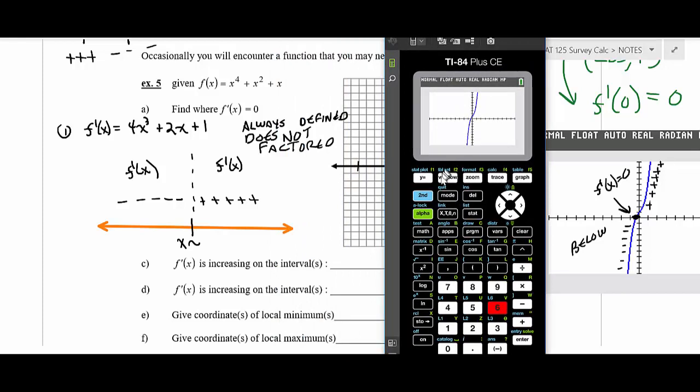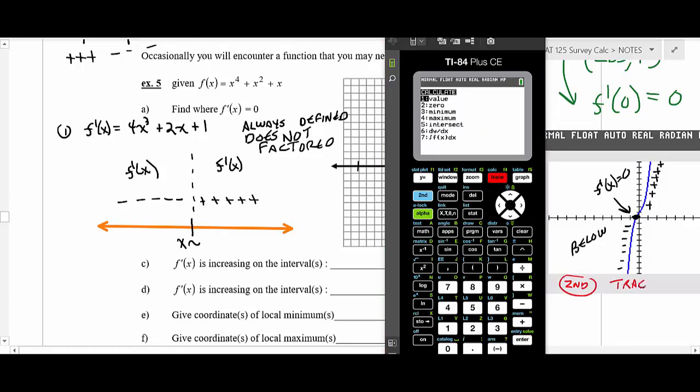So you open up the calc menu: second, trace. Write down the keystrokes if you need to. Second, trace, and then option 2 is zero. Then press enter. Remember, if I get going too fast, because I get real excited when I'm teaching sometimes, just pause the video.